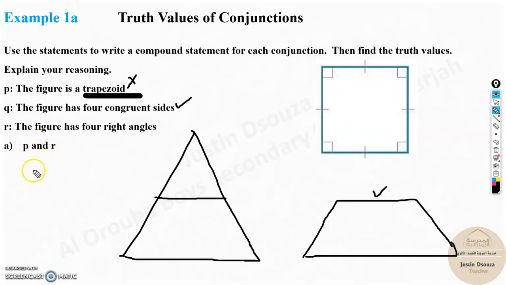Now they have asked us P and R, this is the conjunction symbol. What do we do now? You need to see the truth value of P. This is false. And what is the truth value of R? This is true. Now, when anything is false in a conjunction, it is always false. So the final answer will be false.